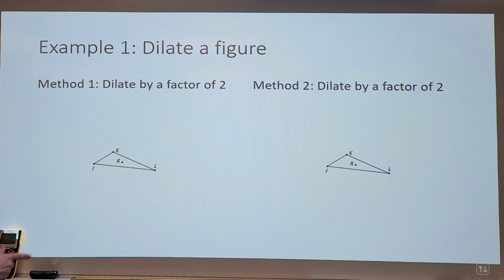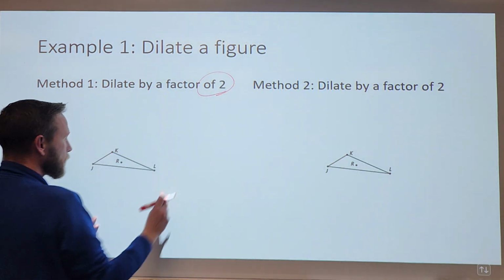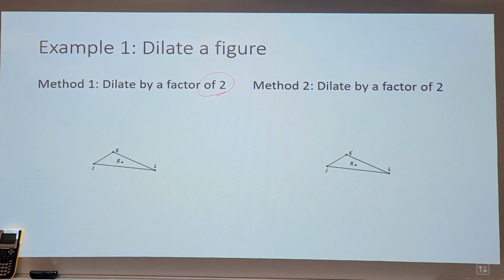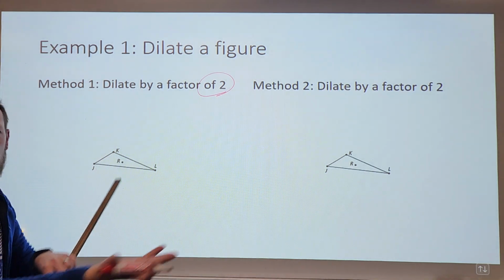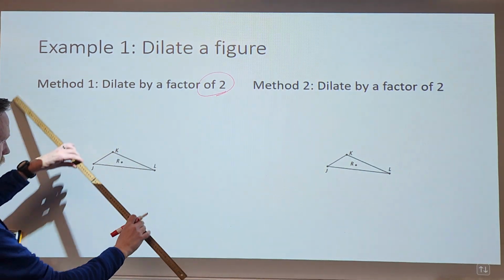So on this, method 1 is where we're going to measure each thing. This says dilate by a factor of 2. So for each one of these things, I'm going to get a meter stick so I can use centimeters. It's a little bit easier for me. You're going to draw these. Your pictures are going to look different than mine. All right, so you're going to do your best work on that.